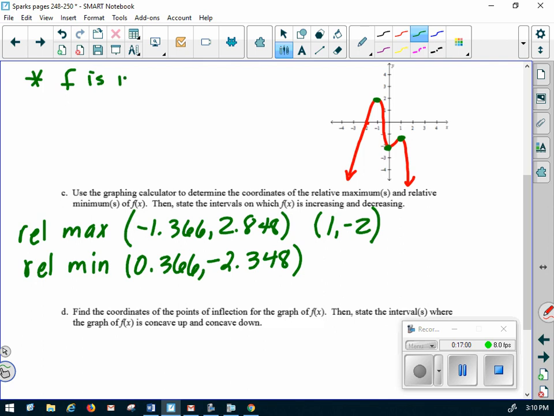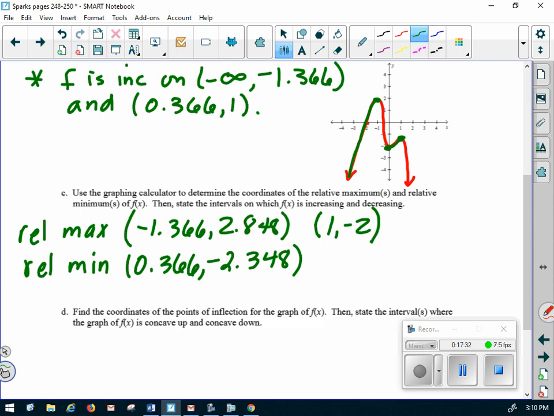F is increasing on negative infinity to where? To right there. Negative infinity to negative 1.366. And from here to here. So where's that? 0.366 to 1. Remember, you're only using the x values, never the y.